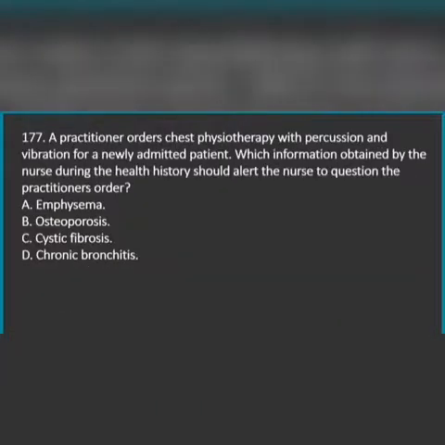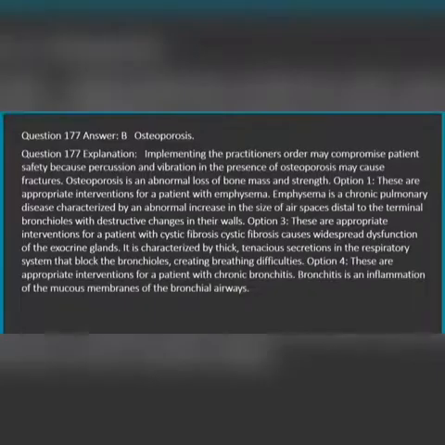Option 4. Question 177. A practitioner orders chest physiotherapy with percussion and vibration for a newly admitted patient. Which information obtained by the nurse during the health history should alert the nurse to question the practitioner's order? A. Emphysema. B. Osteoporosis. C. Cystic fibrosis. D. Chronic bronchitis. Question 177. Answer: B. Osteoporosis.